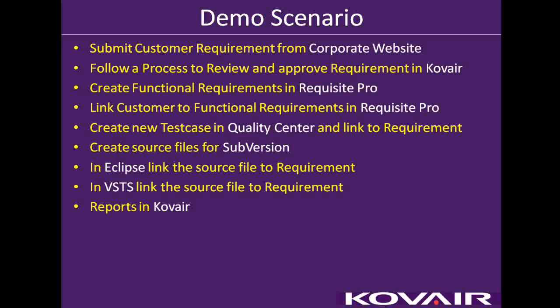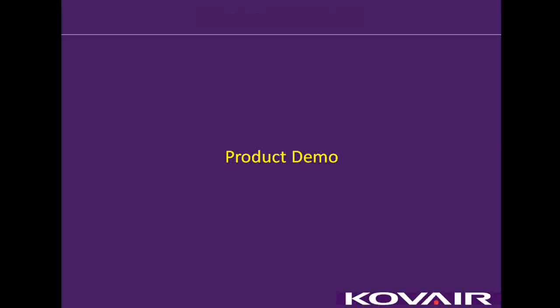And then in Requisite Pro, IBM Rational will create some functional requirements and link between the customer and functional requirement in Requisite Pro. Then we'll create a new test case in Quality Center, which is from HP. We'll create source files in Subversion. Then we'll look at all of these things from Eclipse and Visual Studio. Eclipse is, as you know, an open source IDE, and VSTS is from Microsoft. And finally, we will look at a number of different kinds of reporting and dashboarding in Covair.